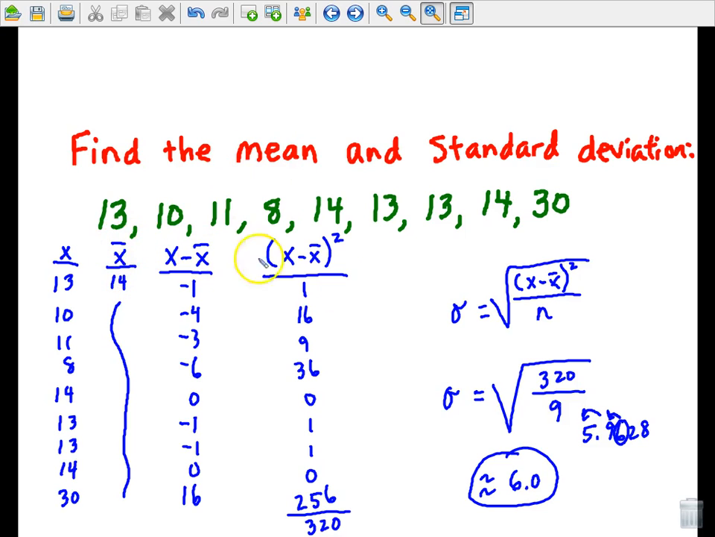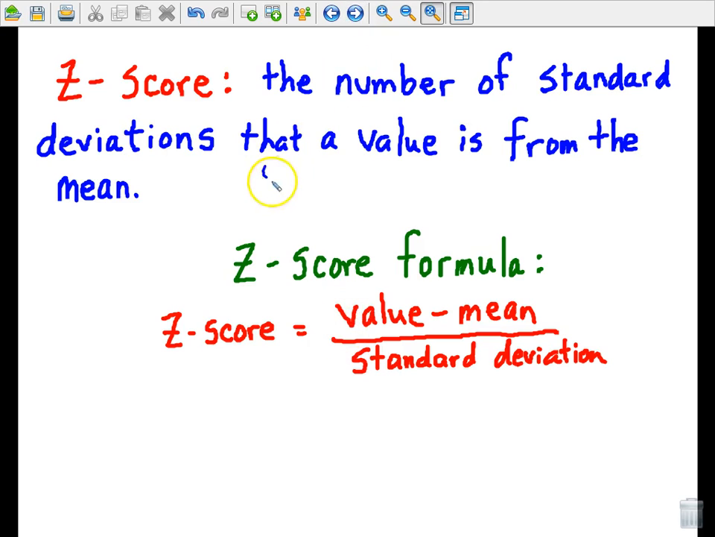The mean was 14, standard deviation 6. Okay, my last topic is z-score. What do I mean by z-score? Well, I've given you a definition that you'll want to make sure you get in your notes in blue. Z-score tells us, again, it's all about how far away a particular number in our data is from the mean. And this time it's determining how far away it is in terms of standard deviations. That's really what z-score is all about.